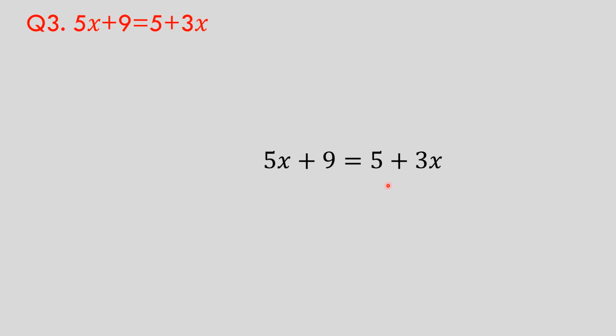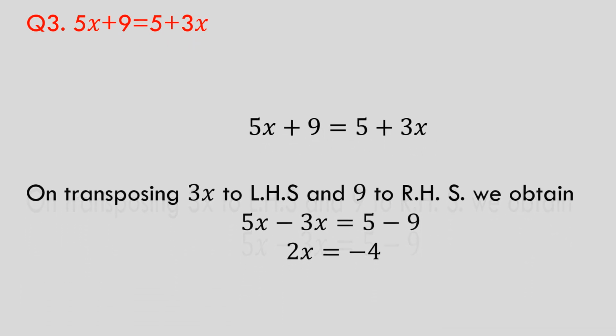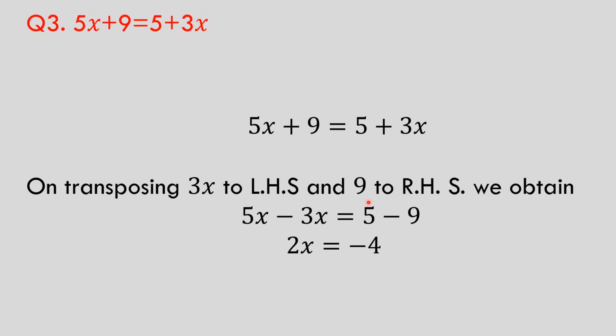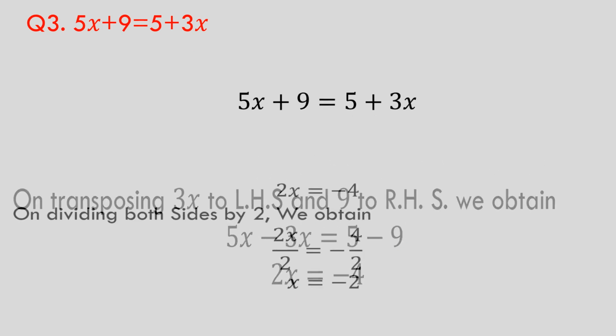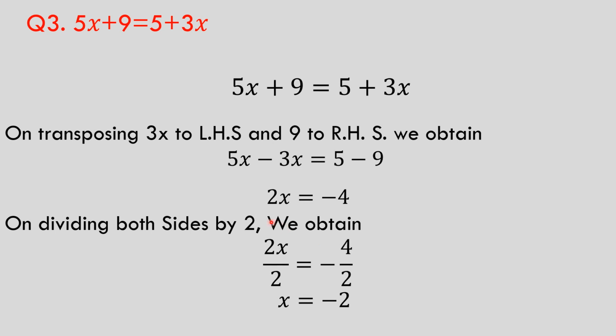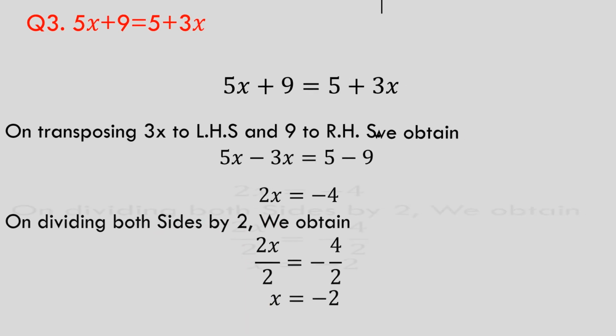Our next question is 5x plus 9 equals 5 plus 3x. On transposing 3x to left hand side and 9 to right hand side, we get 5x minus 3x equals 5 minus 9, which is 2x equals minus 4. हम इसे 2 से डिवाइड करेंगे दोनों साइड, so we get x equals minus 2.